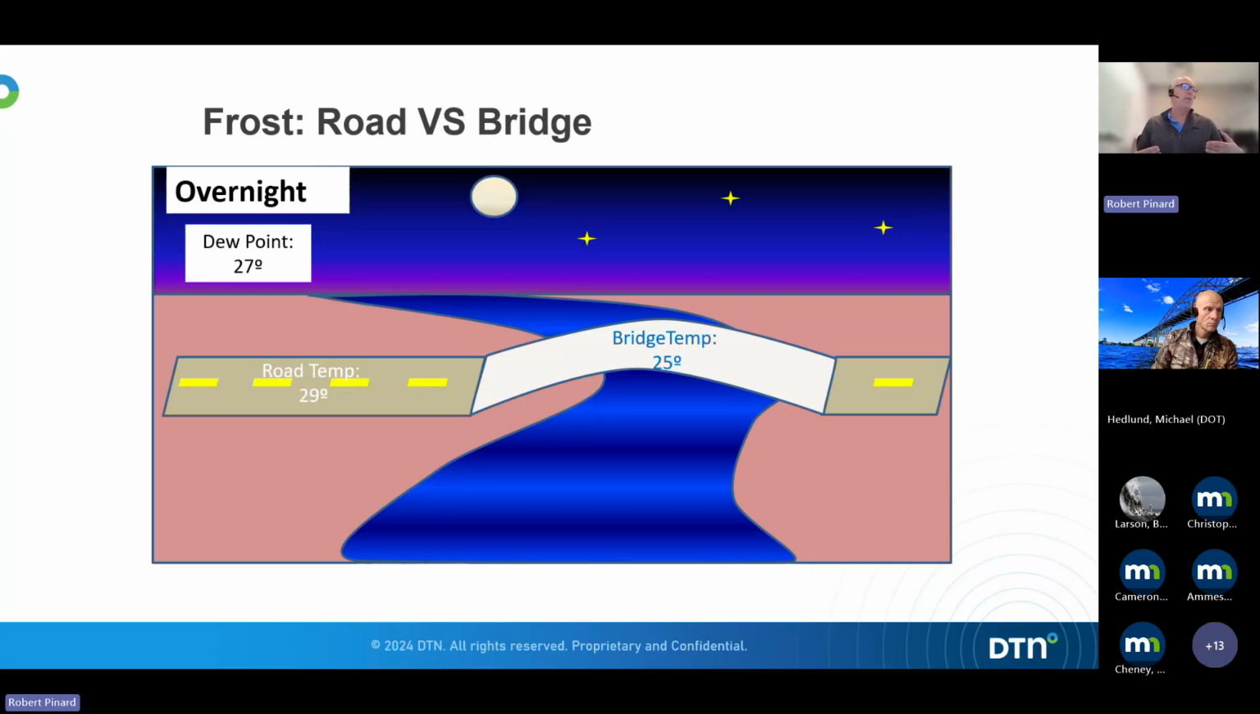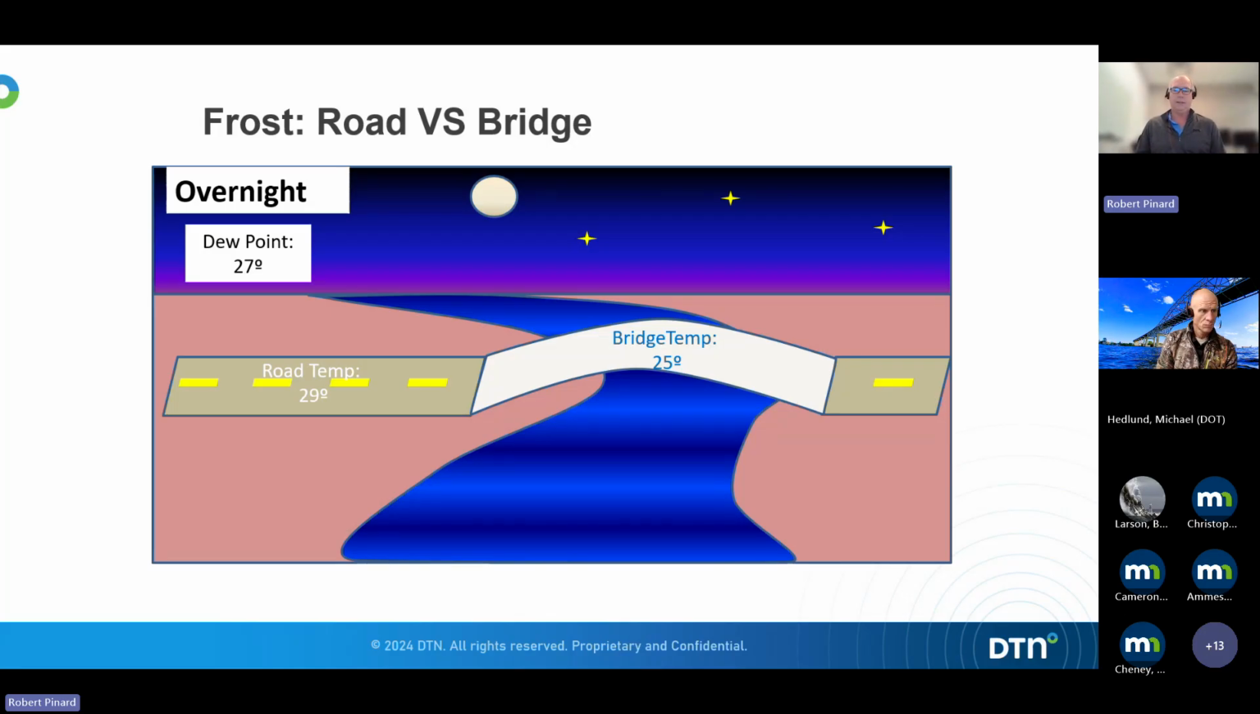As we go through the overnight, we start to cool things off. Our dew point temperature really hasn't changed, it's still 27 degrees. The road temperature cooled a little bit, down a degree, but we're still at 29. But as you can see, the bridge temperature has already dropped. It's radiated out, and it's actually 25 degrees.